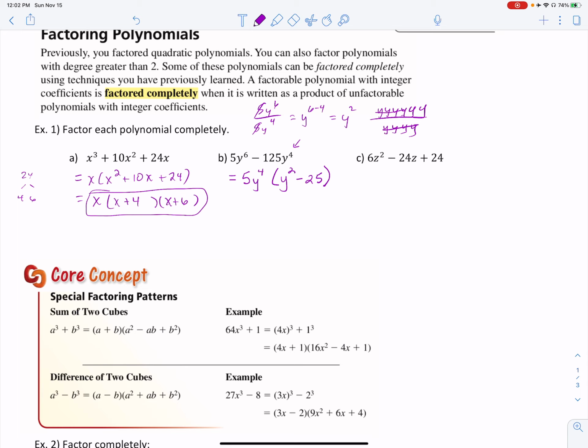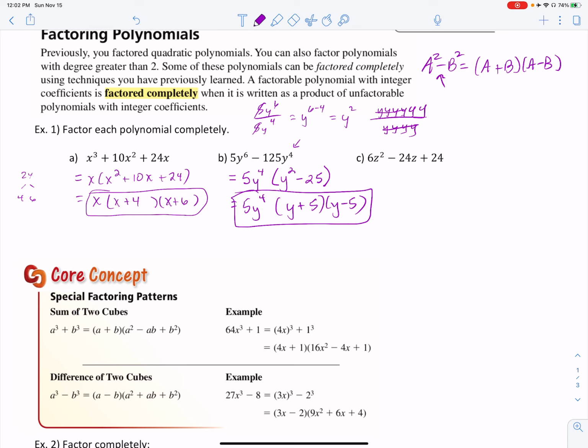But you're not done yet, because when you have a squared minus b squared, that's going to factor into an a plus b times an a minus b. And right here, it's just when it's a difference of two squares. So y squared minus 25, they're both perfect squares. So we bring down the 5y to the 4th. You can't lose that. Y plus 5 and y minus 5. It's a difference of squares.